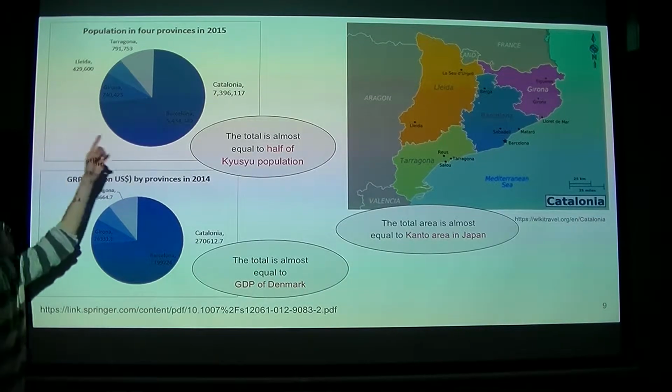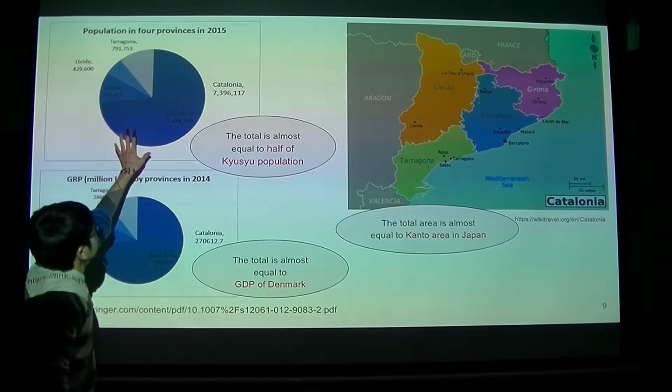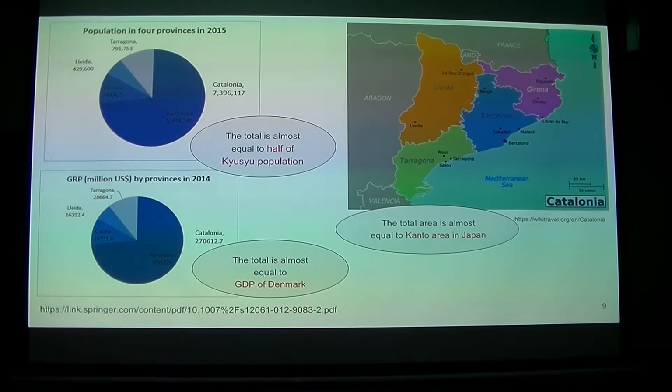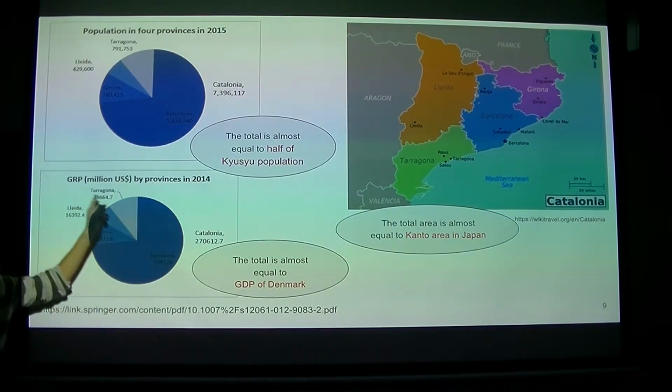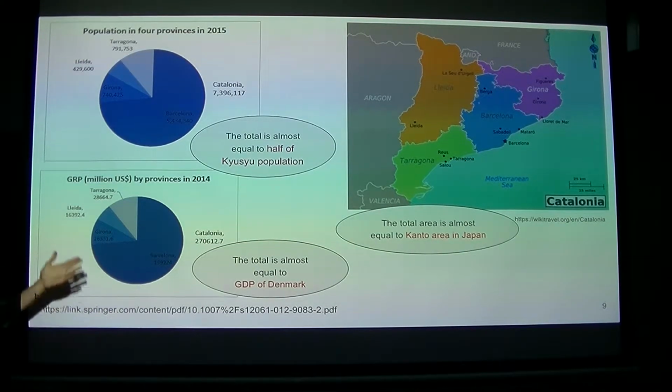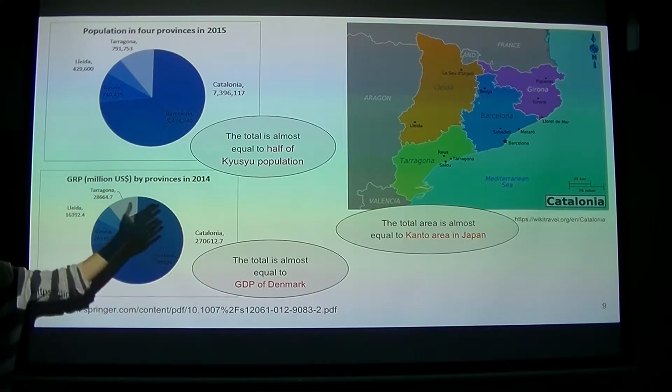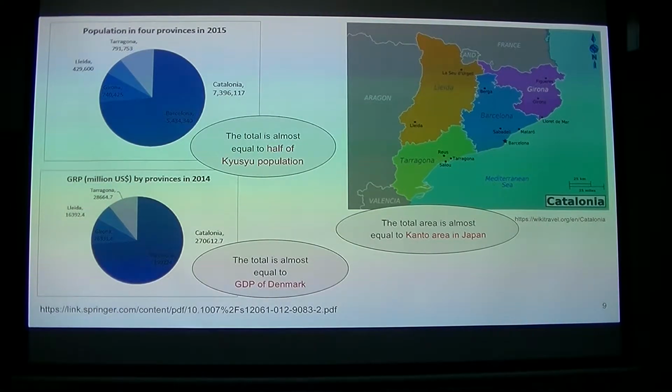Yes. By the way, the total population is almost equal to half of Kyushu's population, and the GRP is almost the same as the GDP of Denmark, so it's very big. The total area is almost equal to the Kanto area in Japan. So yes.